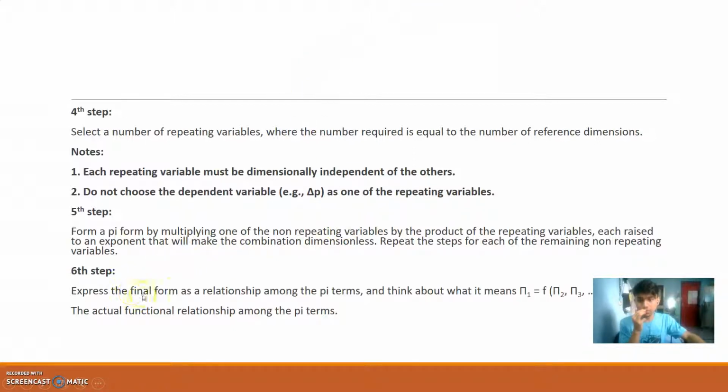And then we express the final form as a relationship among the pi terms and think about what it means. This is pi 1 that is dependent on the functional group of pi 2, pi 3, and so on until the last, and then the actual functional relationship among the pi terms. That is all for the Buckingham Pi theorem, the Rayleigh method and the fluid properties.